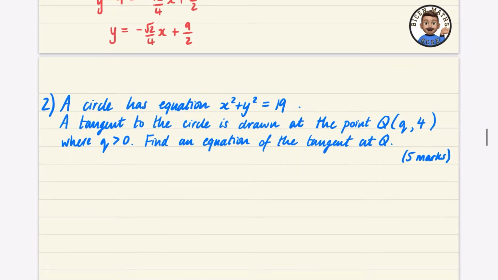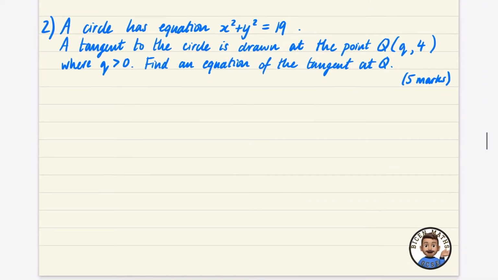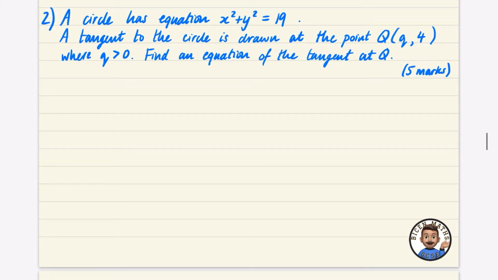Okay, so question 2. It says a circle has equation x squared plus y squared equals 19. A tangent to the circle is drawn at the point Q, 4 where q is greater than 0. Find an equation of the tangent at Q. So I'm going to do a quick sketch because sometimes it helps me think what's going on. So Q is going to be somewhere over here, we don't really know. And then we're going to eventually do the same thing we did on the previous page.